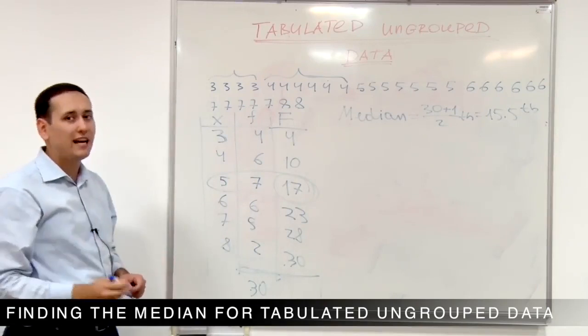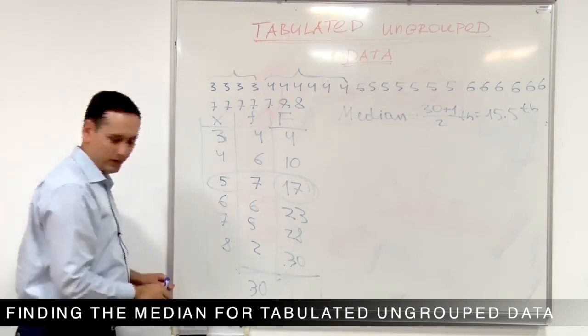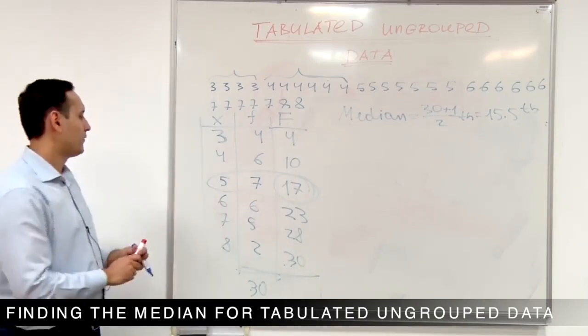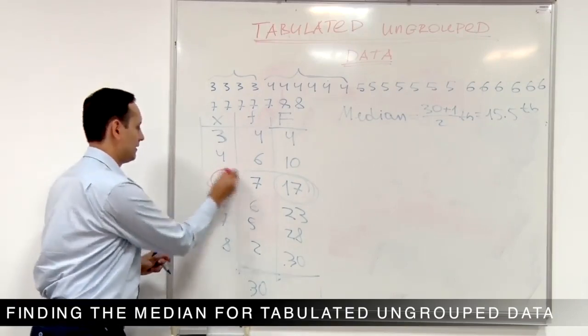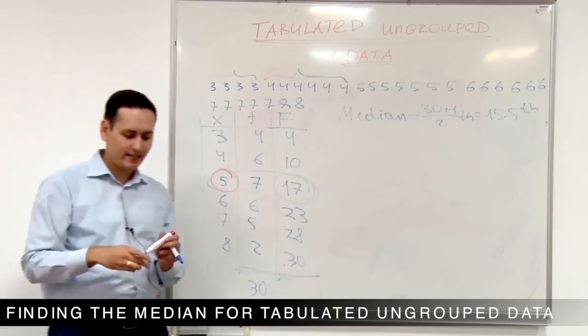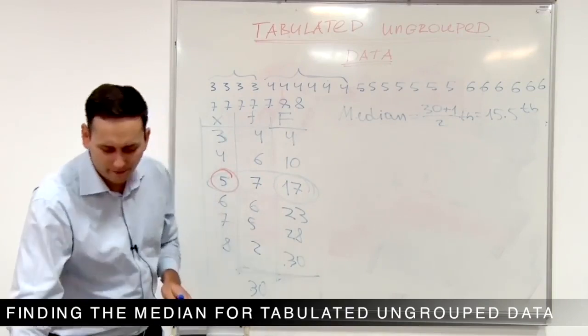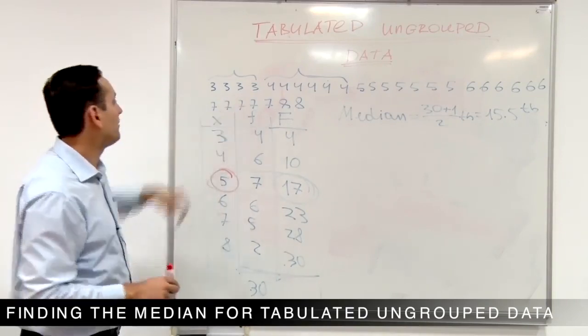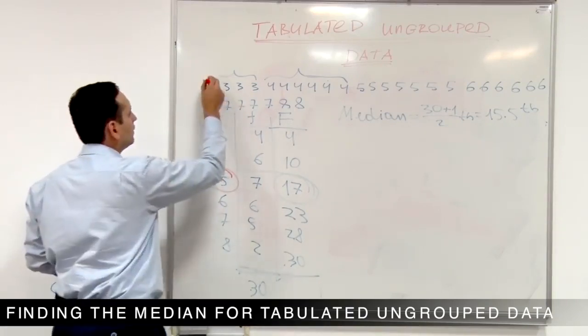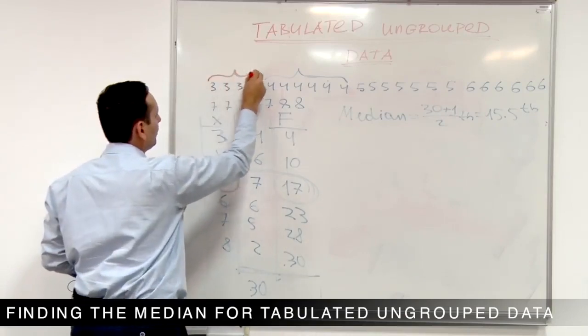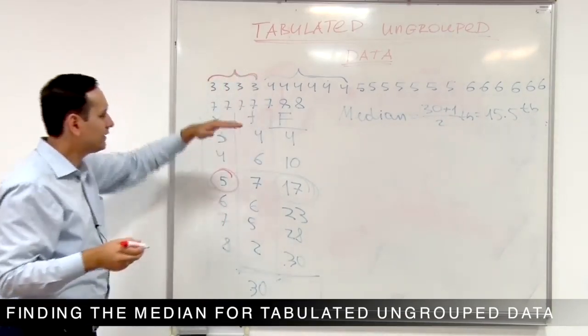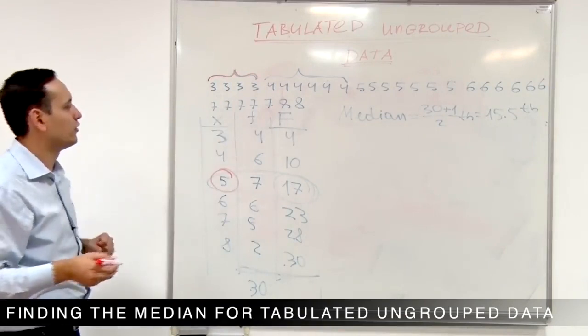And what is that value? And this value is 5. So your median, in this case, would be 5. As you remember, I showed you the sequence of numbers, the untabulated version of it.